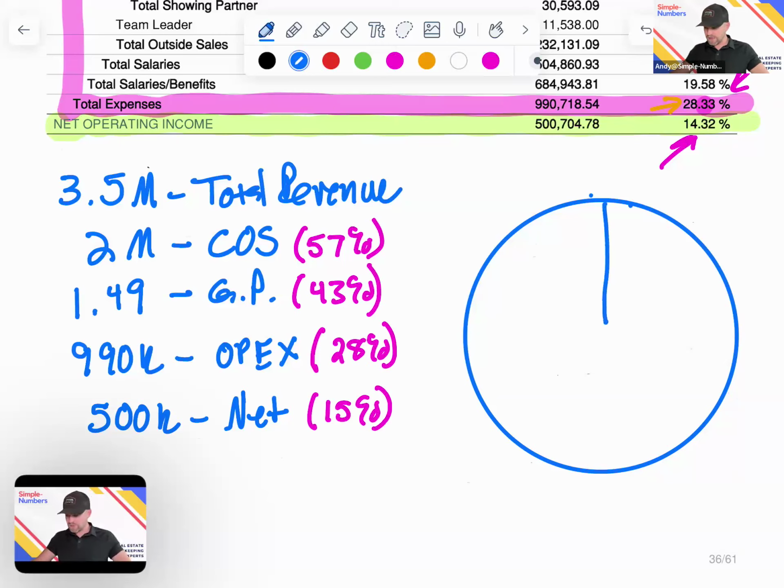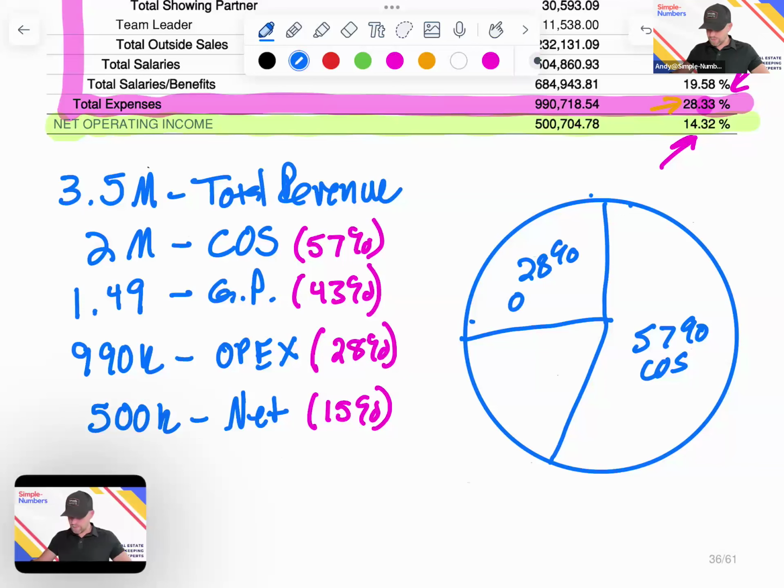So if we look at that visually, again, somewhere in here, 57% cost of sale. We have 43% in gross profit. We took that and we took about 28% and we spent it on operating expenses, and we were left with 15% net profit.